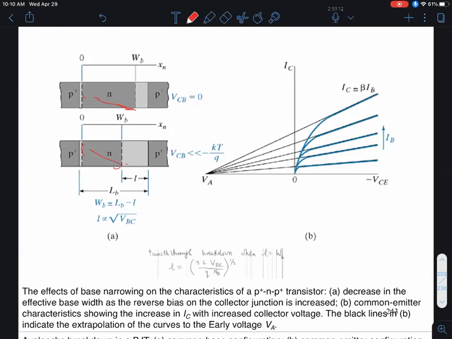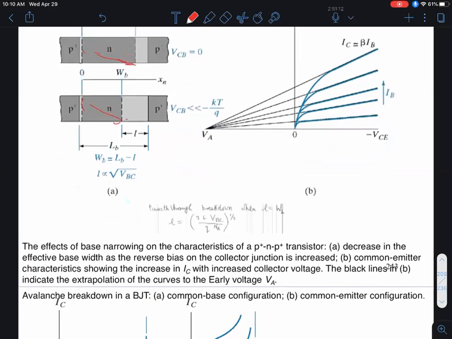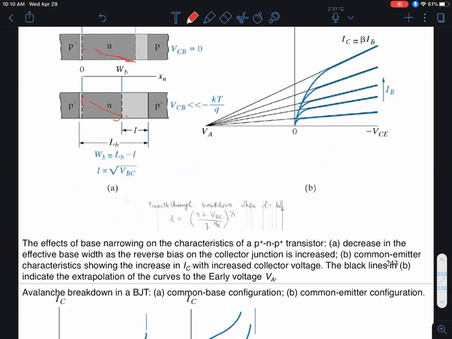Okay, this effect is known as the Early effect, not because it's early versus late, but after the physicist James Early, who first identified this. Okay, and it's a bad effect. Okay, because once again, that means that the output impedance would go down, which is not a good thing from a circuit point of view. All right.